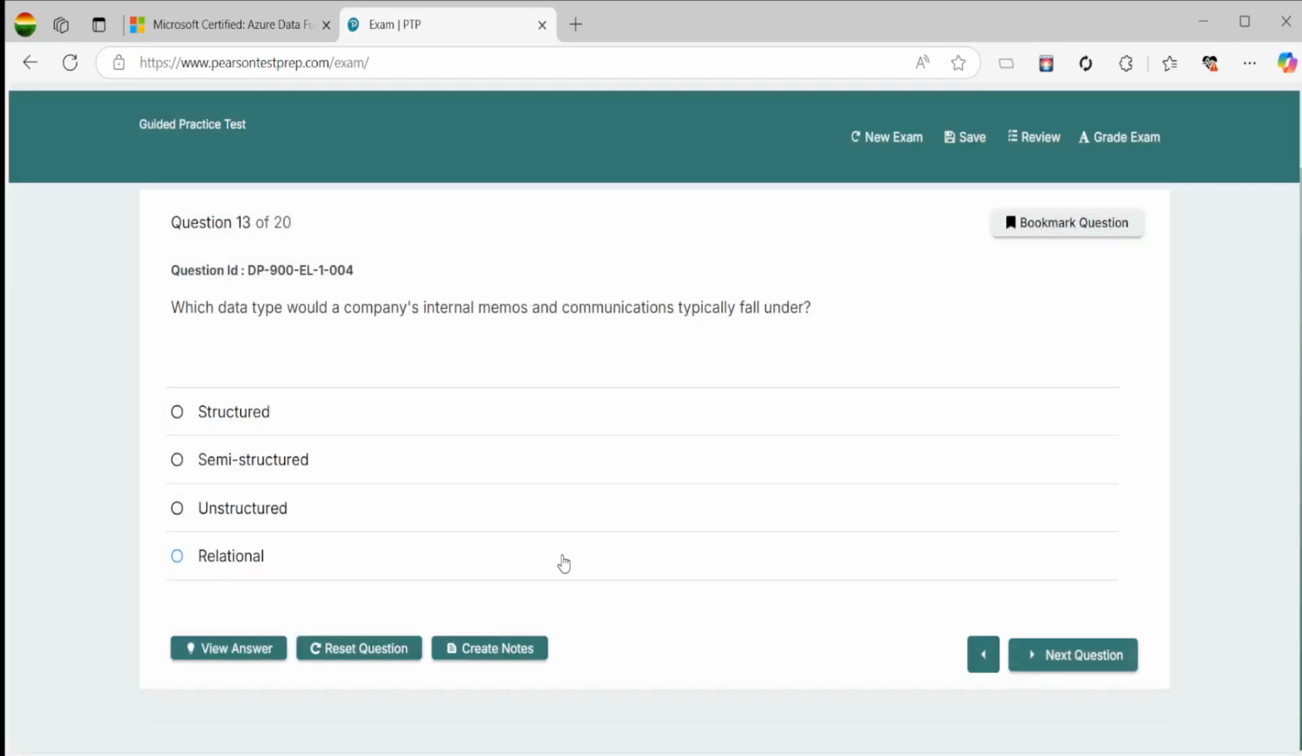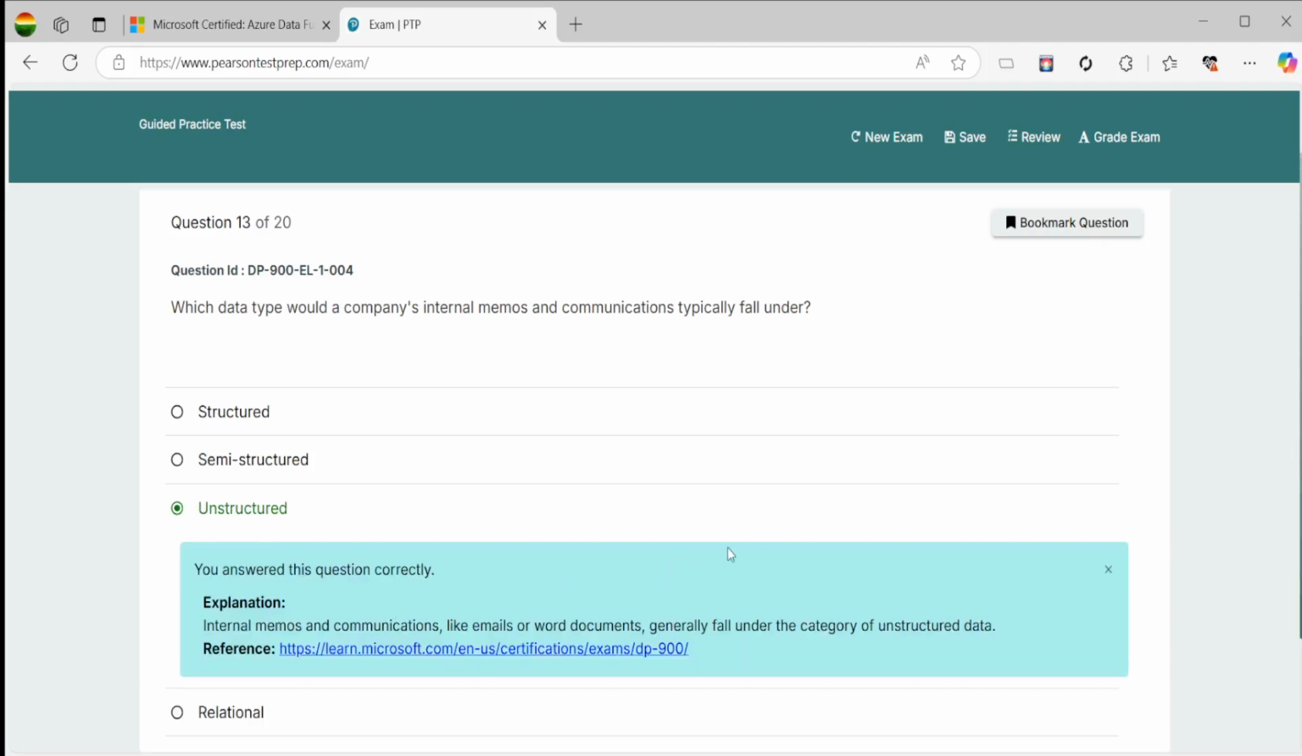Which data type would a company's internal memos and communications typically fall under? Structured, semi-structured, unstructured, or relational? A company's internal memos and communications sounds like audio files and raw documents. Those are the answer: unstructured data.